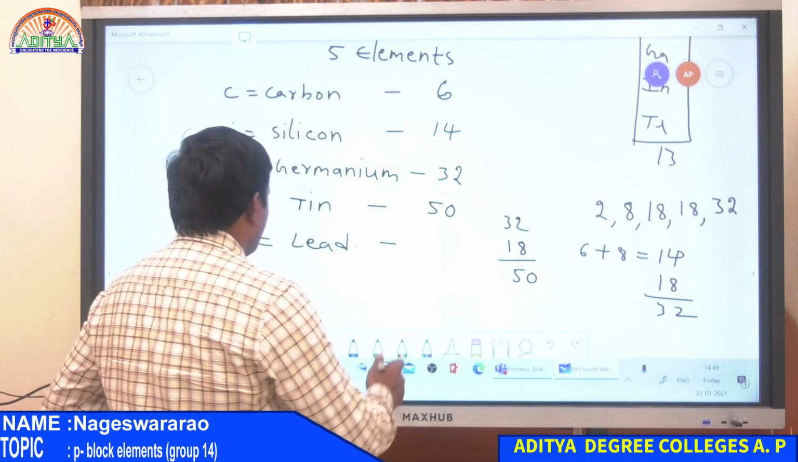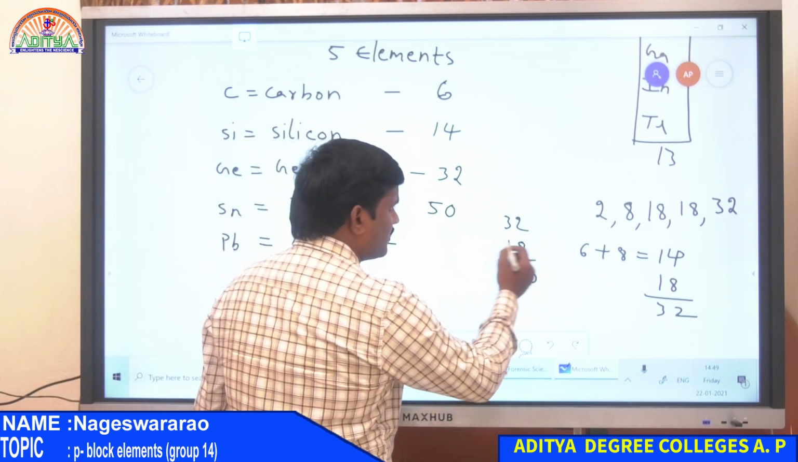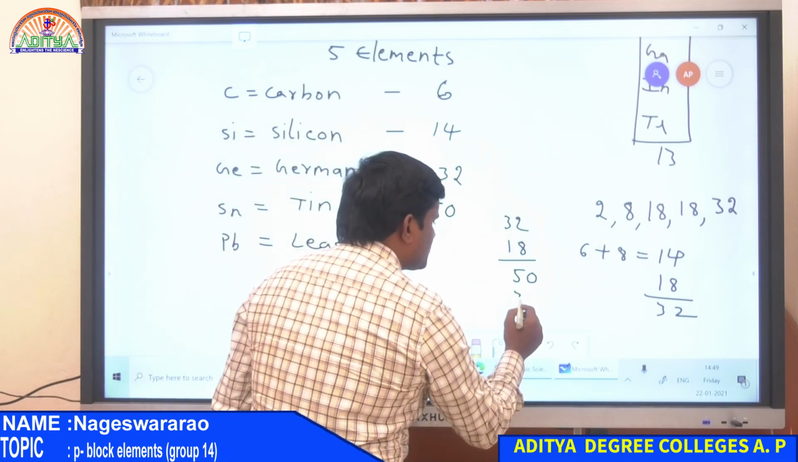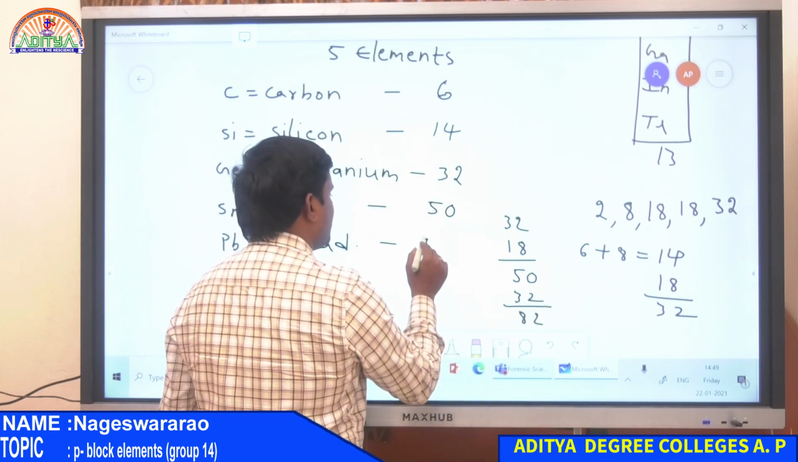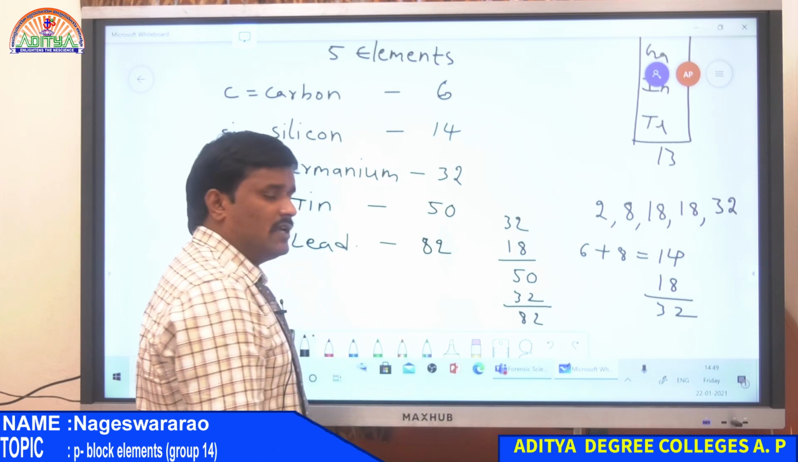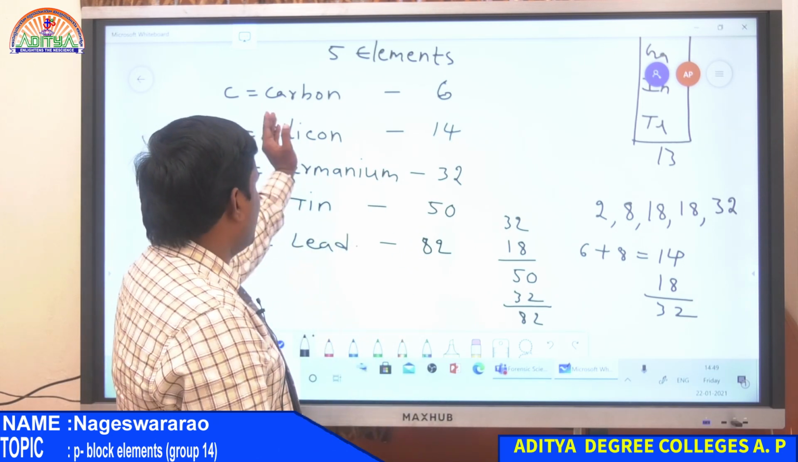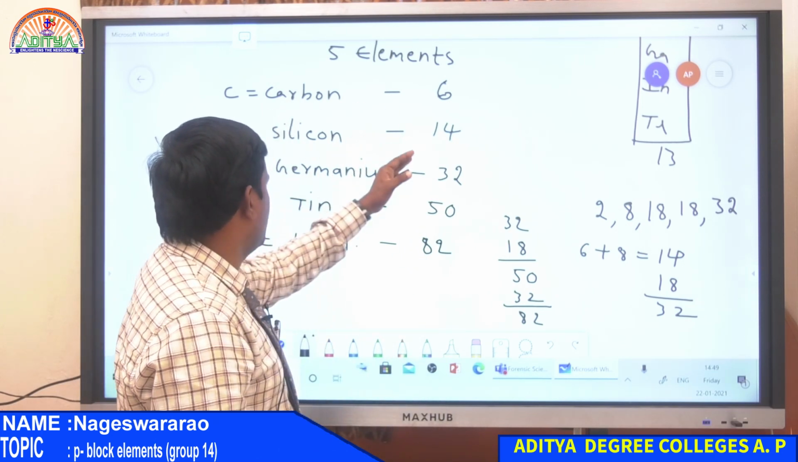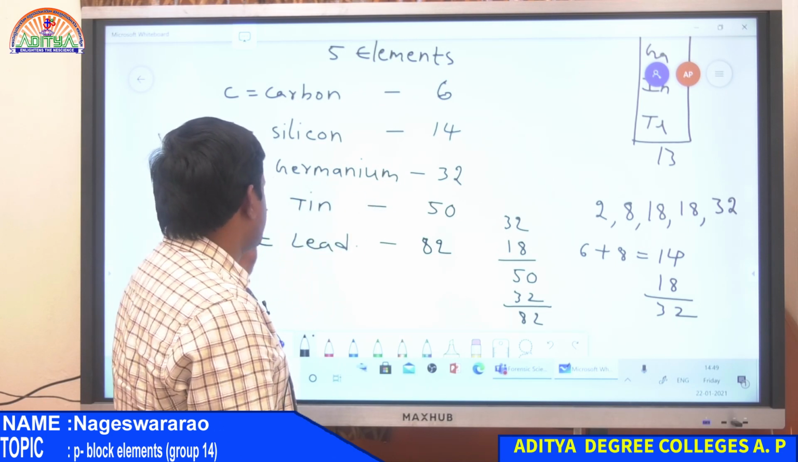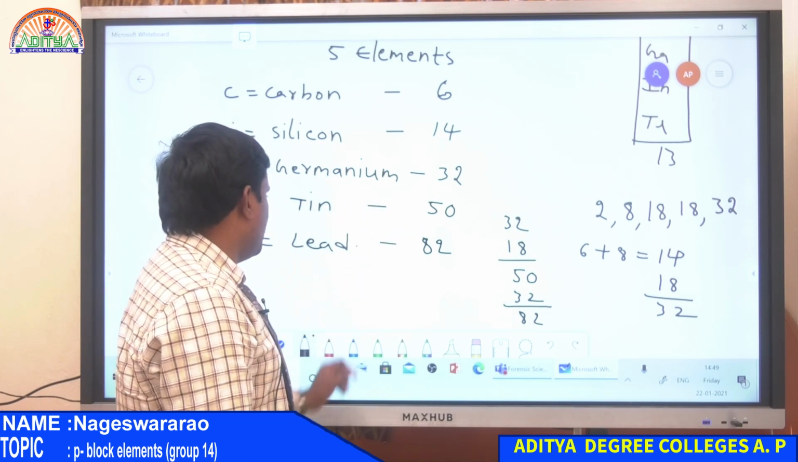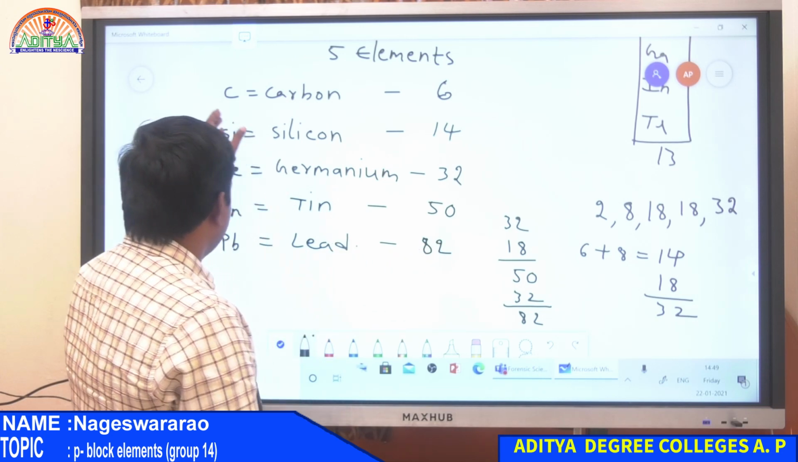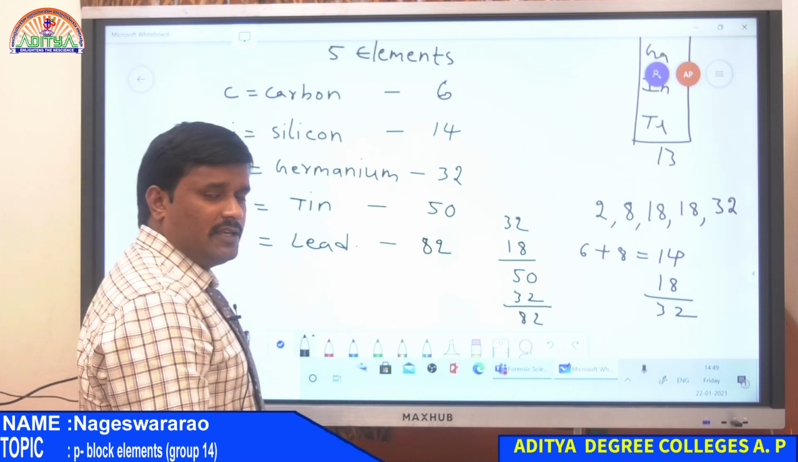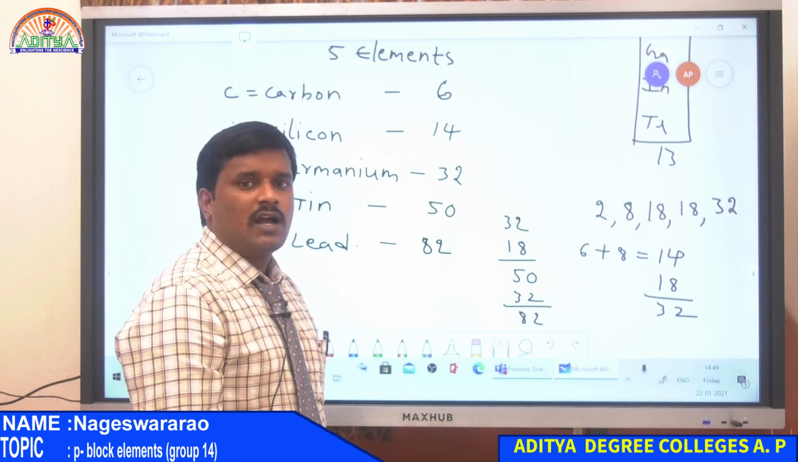And finally for lead, atomic number is 50 plus 32, that is 82. Therefore the atomic number for lead is 82. So carbon 6, silicon 14, germanium 32, tin 50 and lead 82. So these are the atomic numbers and these are the elements that are present in the 14th group, that is the carbon family.